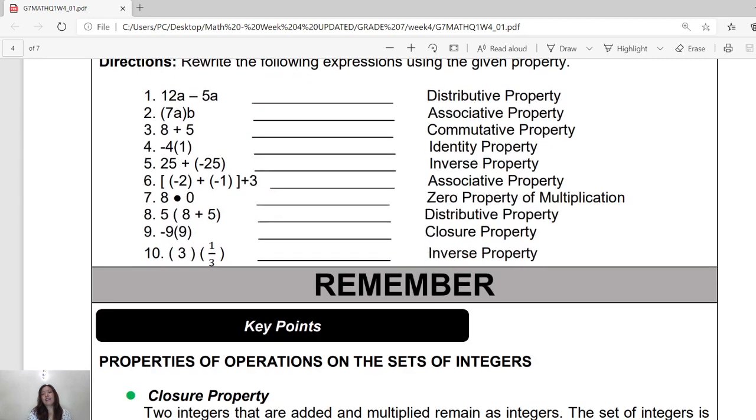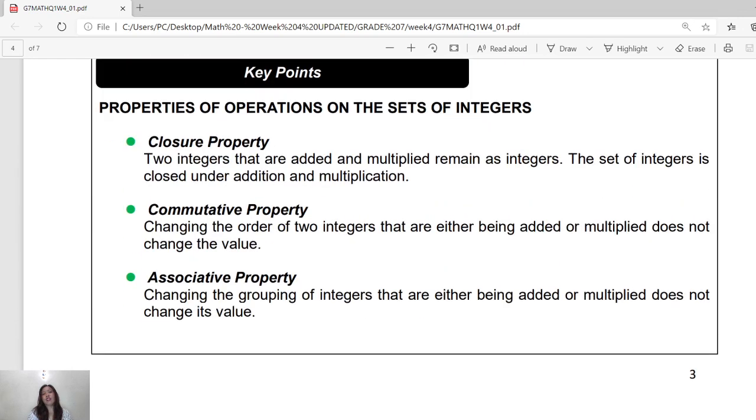Okay, again, we have here the key points. Properties of operations on the set of integers. We have here closure property. Two integers that are added and multiplied remain as integers. So the set of integers is closed under addition and multiplication. If you add integers, then the answer is an integer. If you multiply integers, then the answer is an integer.